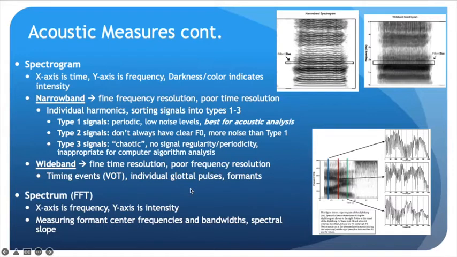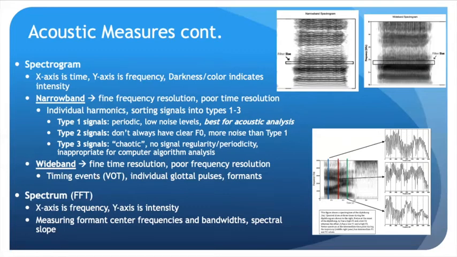And I should also note, relative to analysis of narrowband frequencies, Titze came up with a characterization of signals, type 1, 2, and 3. Type 1 is periodic, low noise level signals. It's best for acoustic analysis. Type 2 signals don't always have a clear F0, so they have more noise. Type 3 signals are chaotic. There's no regularity to them, and they're inappropriate for analysis of F0. So type 1 signals are best for acoustic analysis.